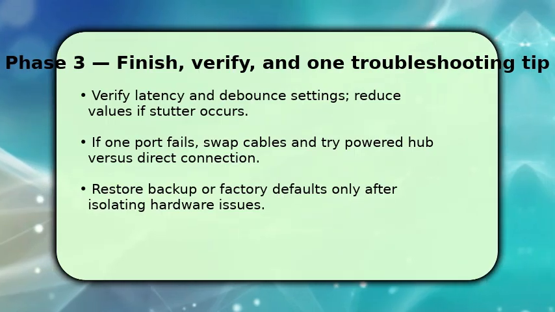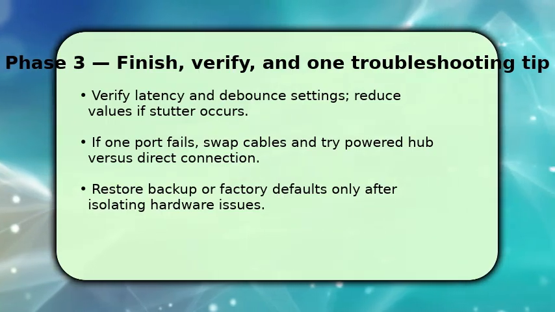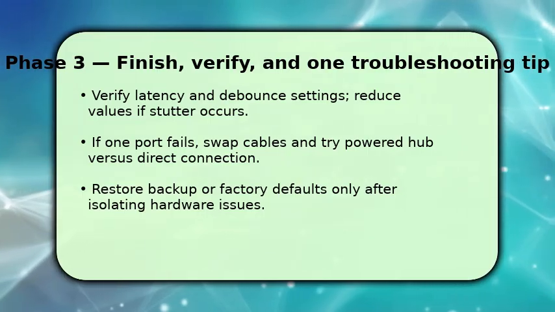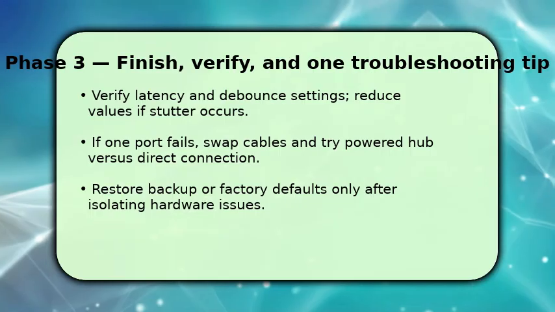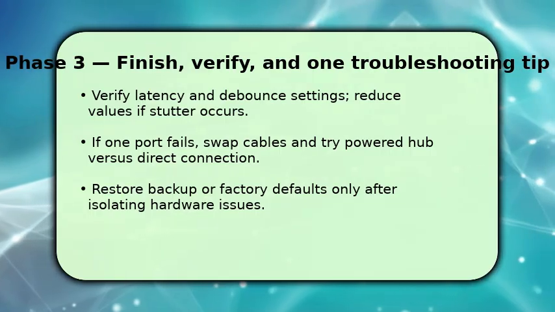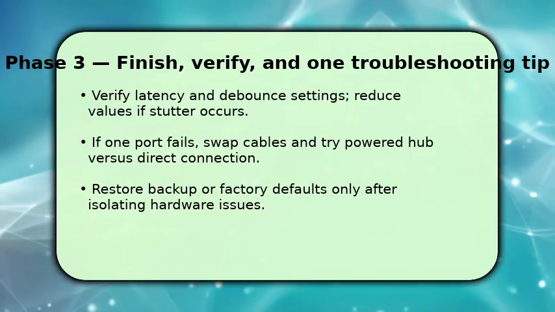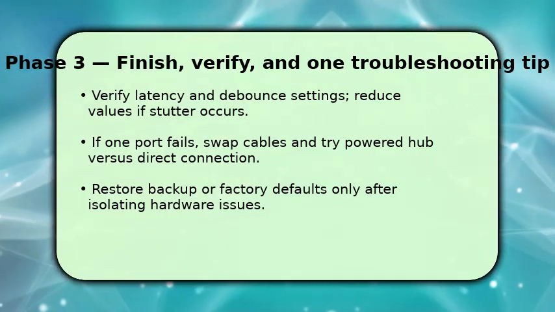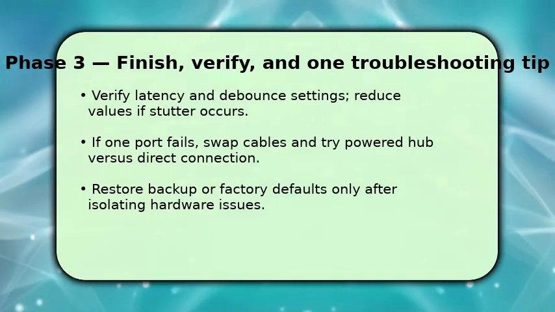Make sure the splitter is using a powered hub if you see dropouts. USB current limits often cause failures. If a port isn't responsive, swap cables and test the keyboard directly to isolate hardware. Finally, if configuration remains unstable, restore your backup or factory defaults only after you've ruled out cabling and power.